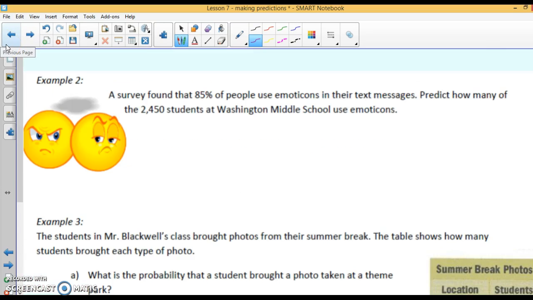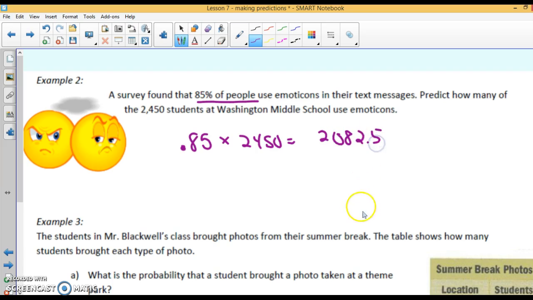All right. A survey found that 85% of people use emoticons in their text message. Predict how many of the students at Washington Middle School use emoticons. Now, I would not set up a proportion here. 85% of the people use emoticons. Don't I change 85% to a decimal? All of the people times 2,450 gives me 2,082.5. So, approximately 2,083 students.